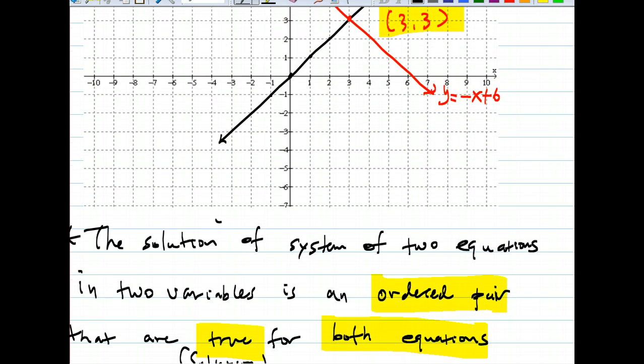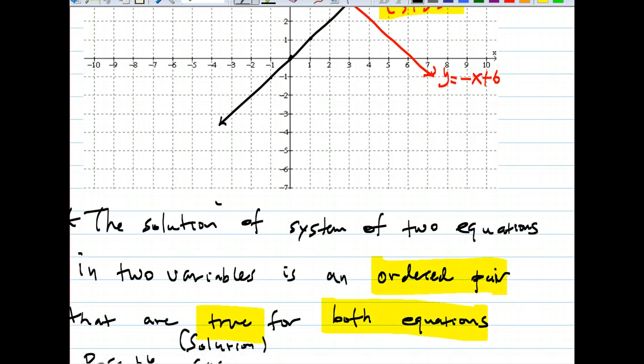This is really important. So the solution of a system of equations in 2 variables is what? What does the solution look like? It's an ordered pair that are solutions for both equations, or true, right? When you plug it in, isn't it true for both equations? So I wrote down true, but really you could replace that with solutions. It's the ordered pair that are solutions for both equations. That's what we're saying the solution is.